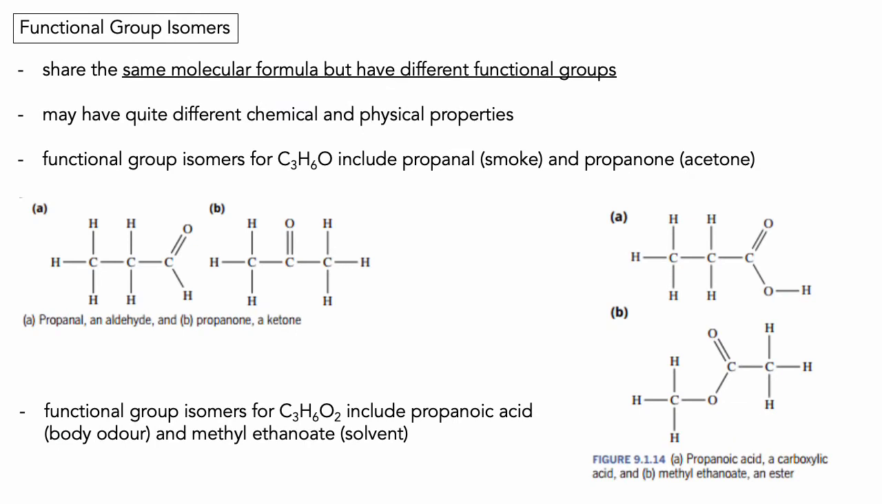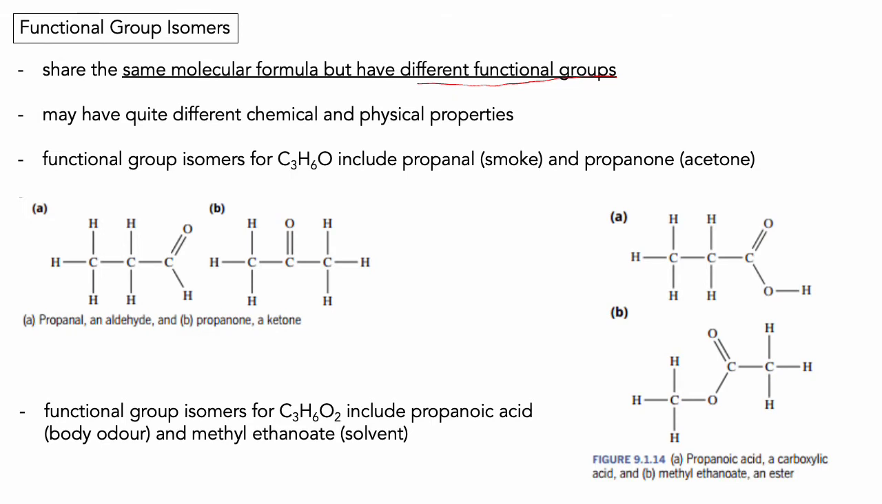So the last type of isomer we're going to look at is a functional group isomer. Functional group isomers have the same molecular formula, but they have completely different functional groups. Now remember, a position isomer has the same molecular formula. It also has the same functional group, just located in a different position. Well, here, when you look at a functional group isomer, you've got the same molecular formula, but having a completely different functional group attached to that molecule is going to give it completely different chemical and physical characteristics.